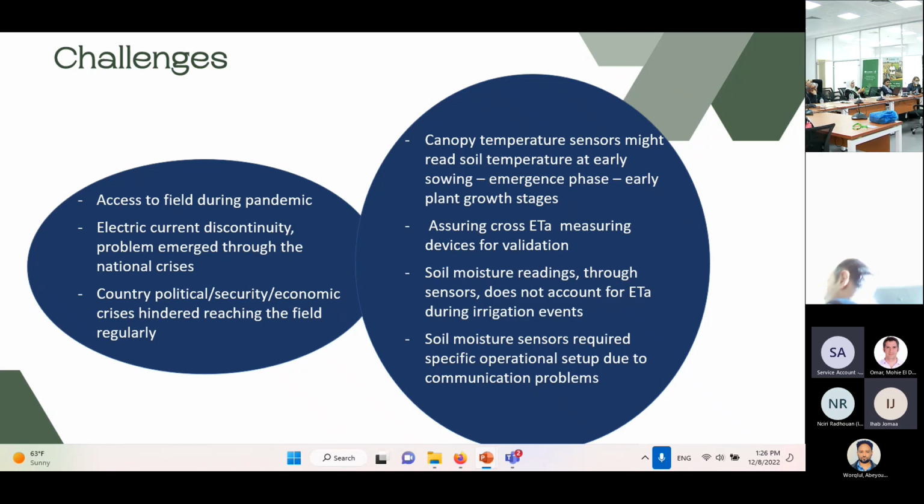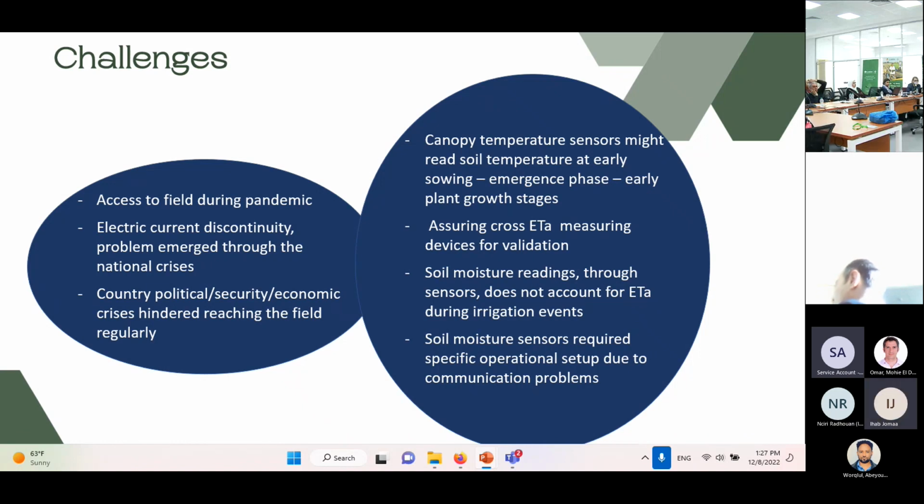Regarding canopy temperature and other sensors, there are other challenges we can speak of. Canopy temperature might even read soil temperature in the early sowing and early phase of emergence. We also needed cross-ETA measurement devices for validation, which we didn't have at the beginning. We had soil moisture depletion, and later the lysimeter, which also needs more calibration.